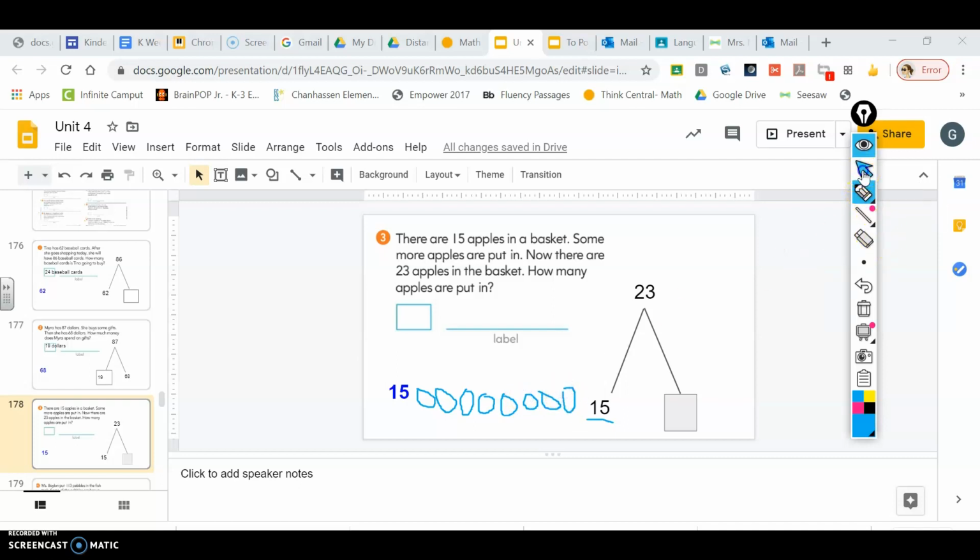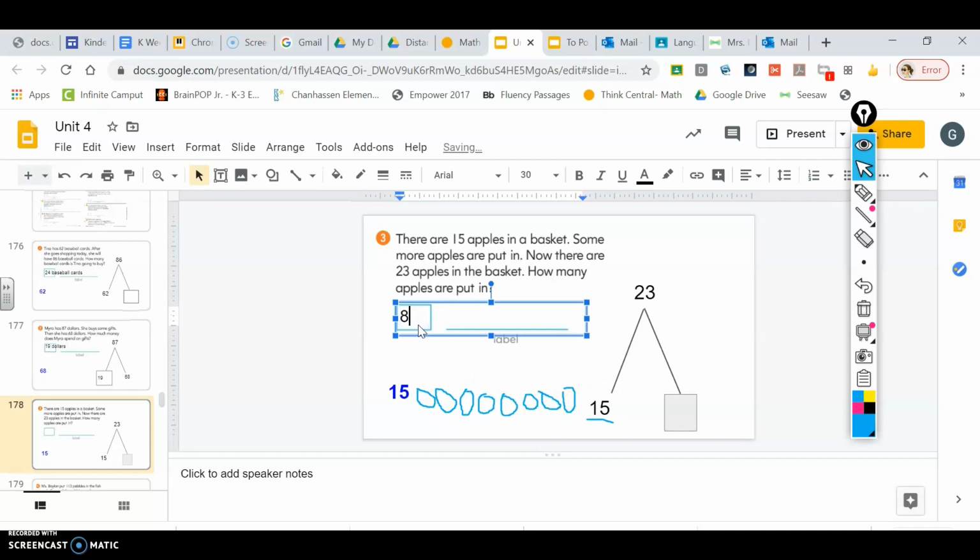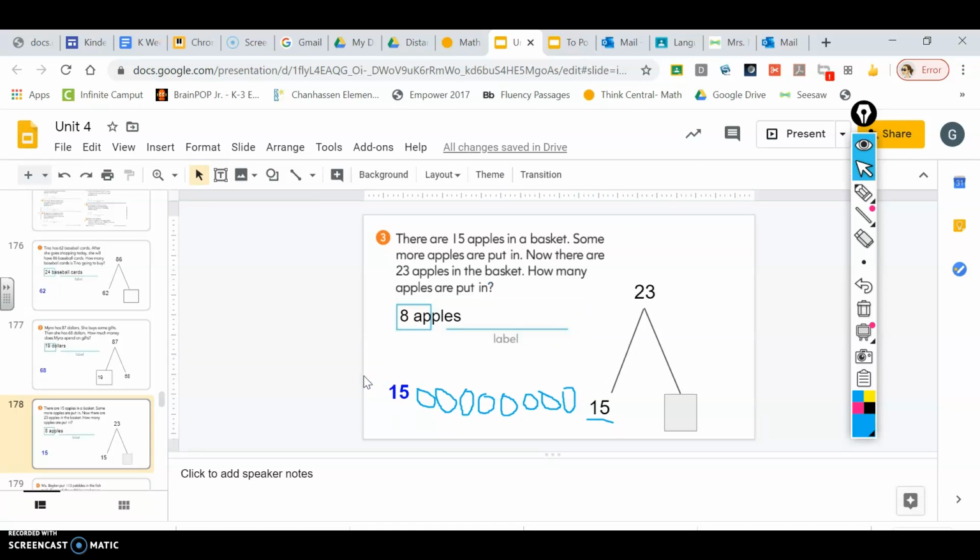Now let's add our ones. 1, 2, 3, 4, 5, 6, 7, 8. So then I have 8 apples. Okay, how many apples are put in? My label is apples, 8 apples. Okay, make sure you're showing your work. Again, if you need to, go ahead and hit pause. Otherwise, we're going to go on to the next one.